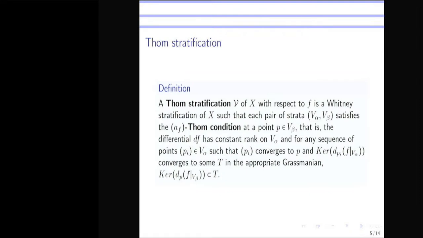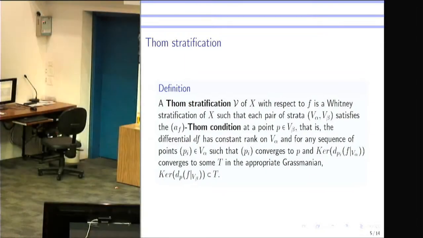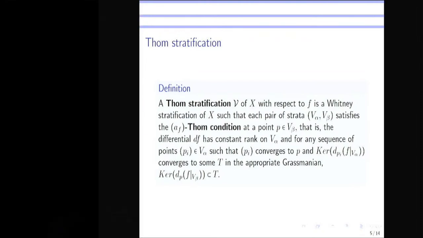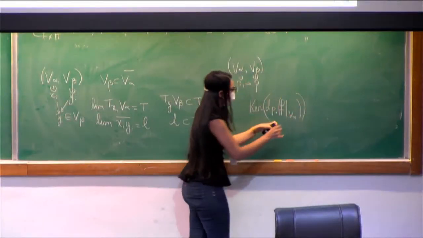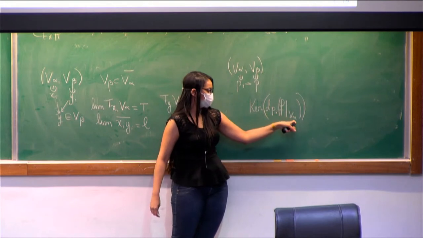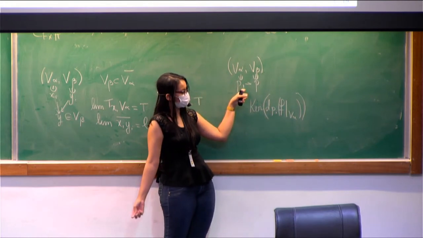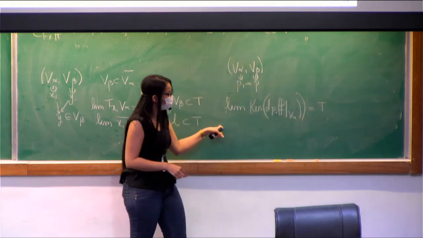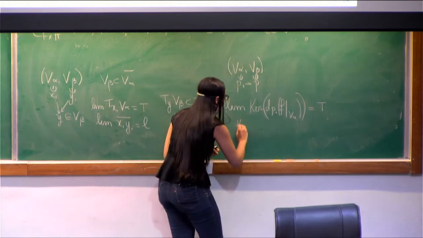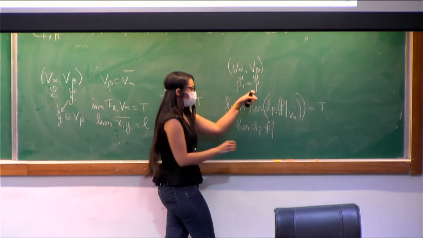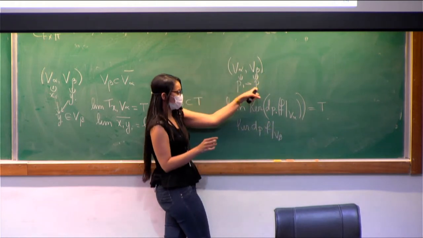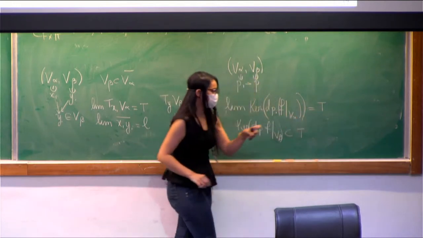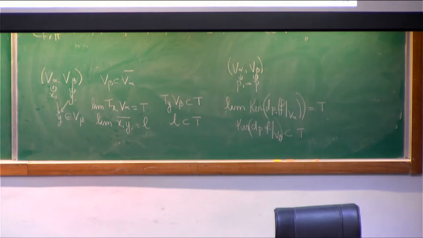Here is the way we are denoting the tangent space to the fibers of F. It's like this one over here. The sequence of points Pi in V alpha defines a sequence of tangent spaces to the fiber of F restricted to the stratum containing our sequence of points, and this sequence of spaces should converge to a T. What we need is that the tangent space to the fiber, when you look at the limit point, so F restricted to the stratum that contains that point, should be contained in this limit space. So this is what a Thom stratification is.